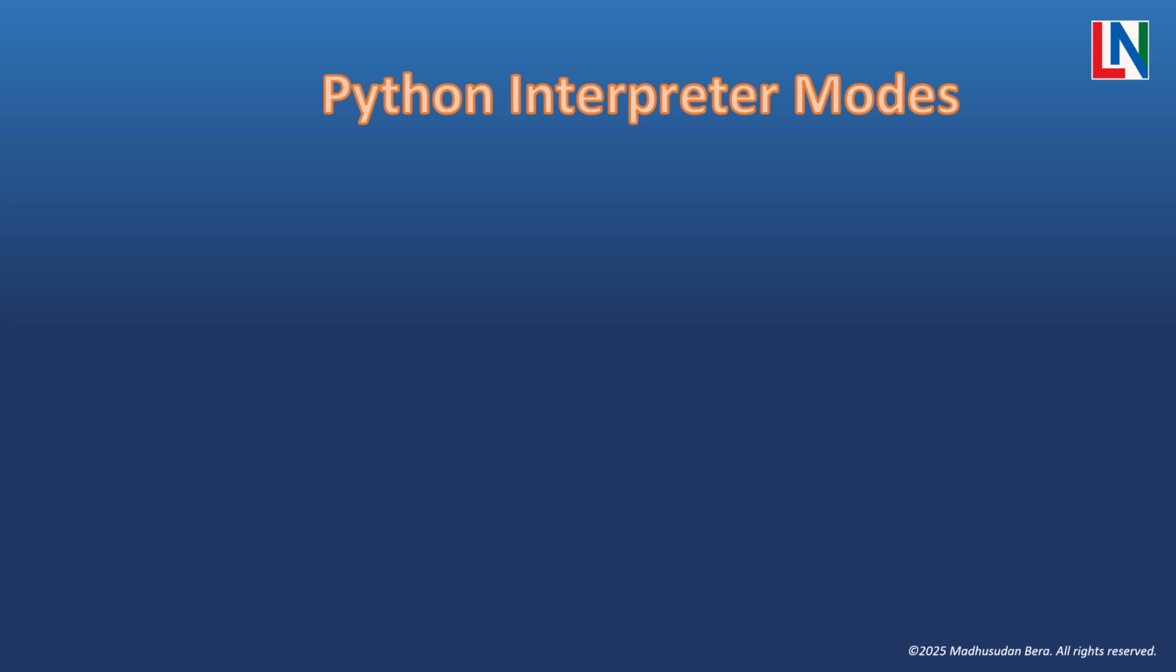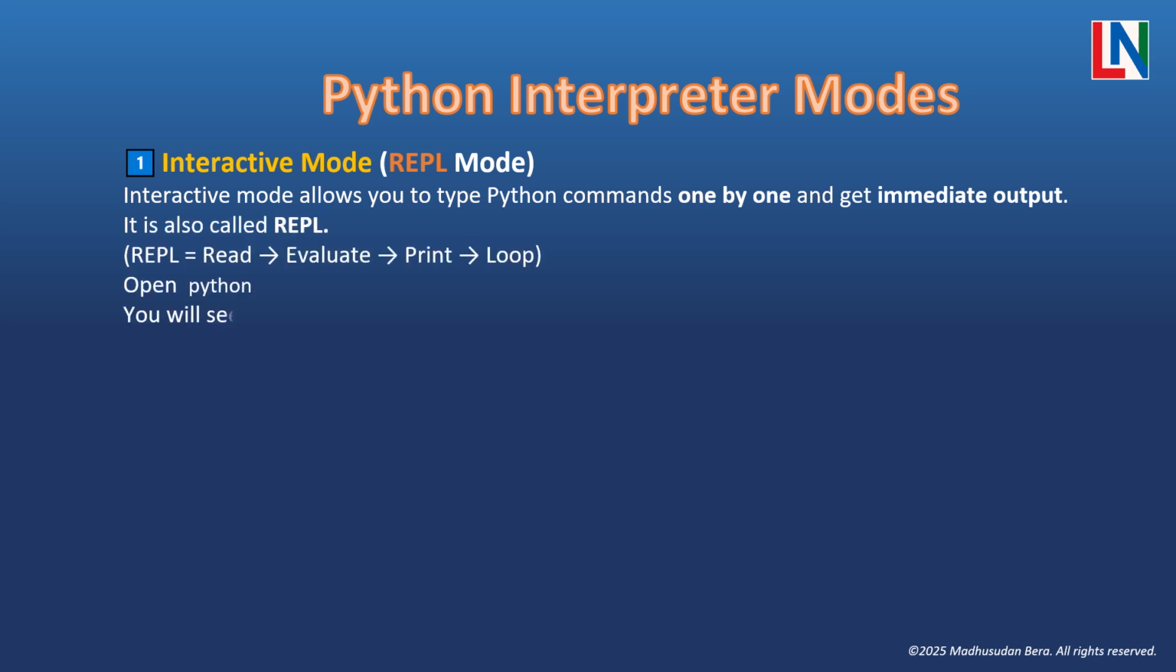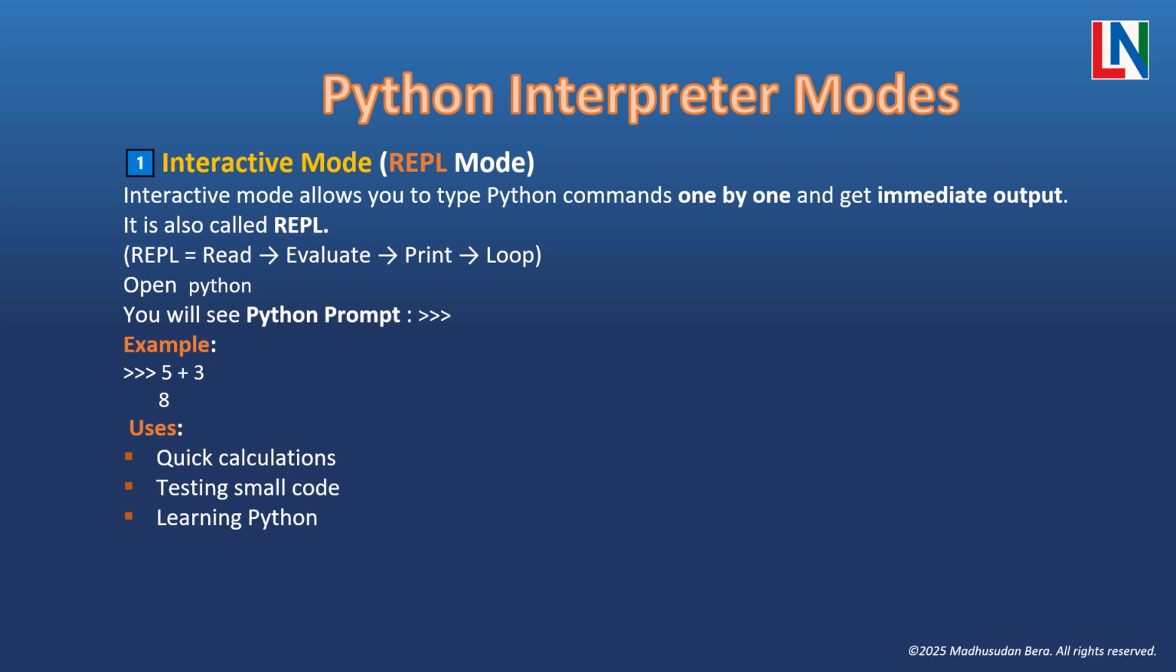Python interpreter modes. Interactive mode, also called REPL mode, allows you to type Python commands one by one and get immediate output. It is known as read, evaluate, print loop. If we want to see the Python prompt, we have to open Python first. Then three greater than signs are seen, which is called the Python prompt.